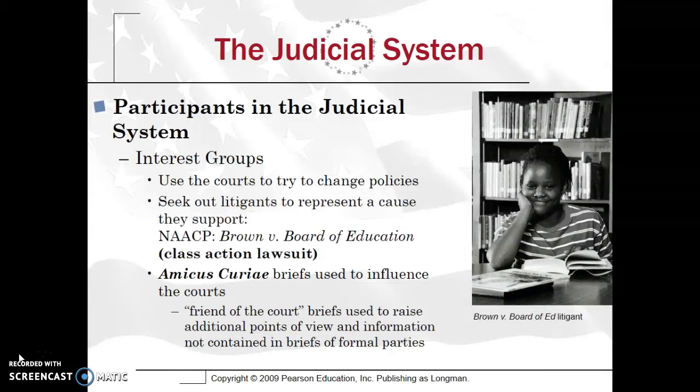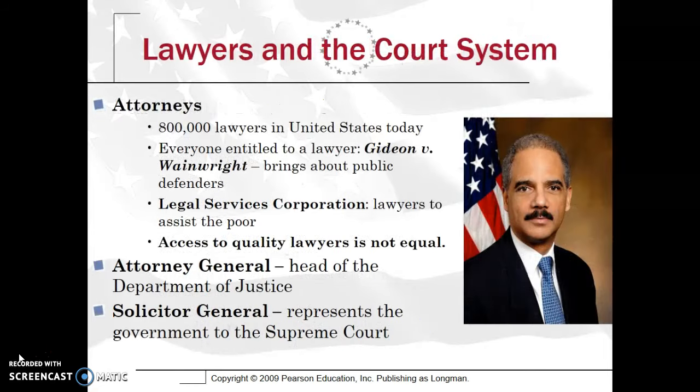You're writing a brief used to raise additional points of view and information that may not be contained in the briefs of the formal party. So you may have nothing to do with this case. You're not involved as the plaintiff or the defendant, but you have some type of interest in the outcome of this case. So as a result, you would file an amicus curiae brief to bring out additional points that may not have been raised originally. So that's another way that they can influence the judicial system.